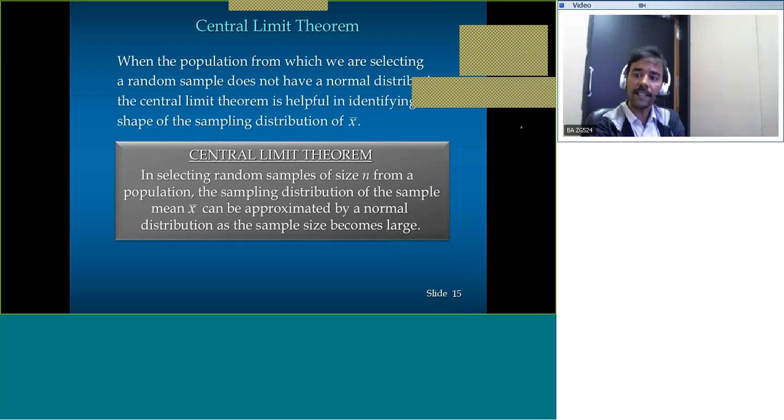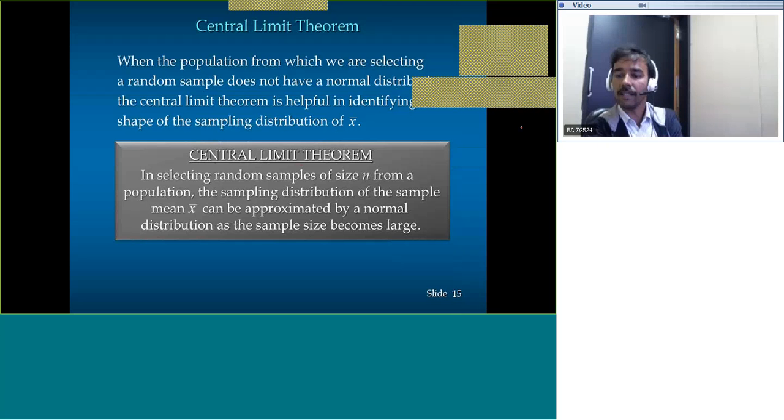The previous slide says that if the population is normal, irrespective of sample size, the sampling distribution of the random variable x bar follows normal distribution. I'll repeat. If the population is normal, irrespective of sample size, the sampling distribution of the random variable x bar follows normal.